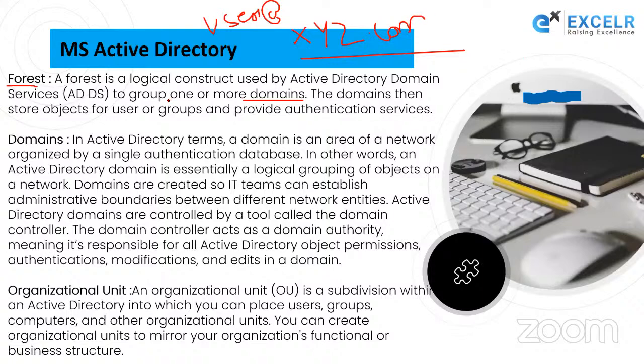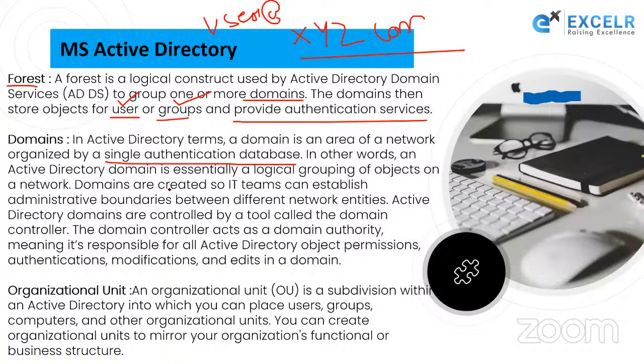So whenever you create a domain, you need to create something called a forest, which will help you group one or more domains. The domain can then store the various objects, which can be users, groups, or any kind of authentication service which is needed for this user to connect to various components of your environment. Now, what is a domain? In Active Directory terms, a domain is nothing but an area of network organized by a single authentication database. So it will have all the information of your users that are part of this domain.